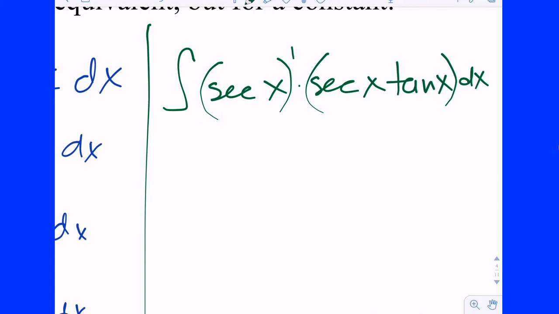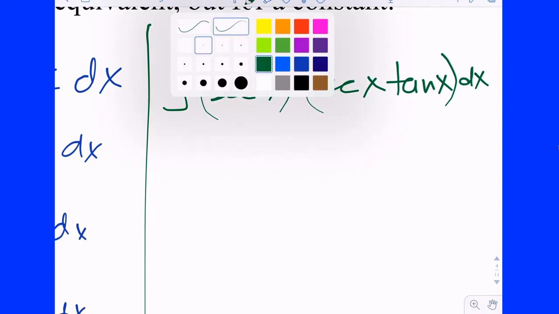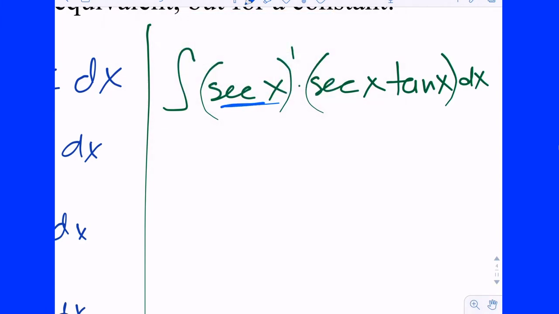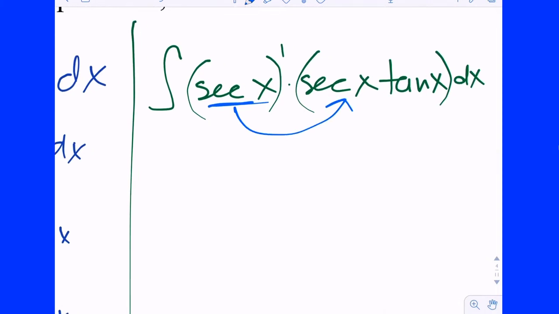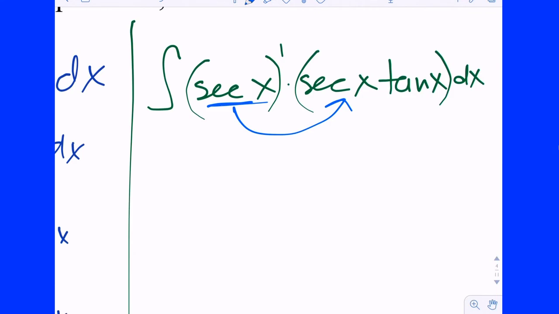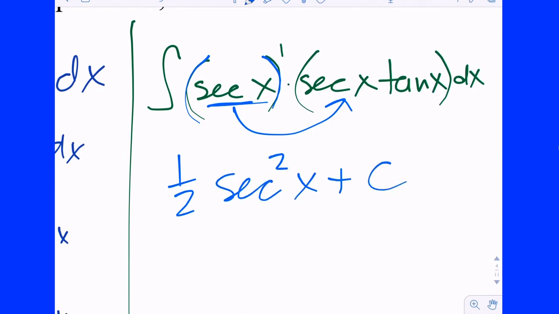But it's the first one that works, because now you could say that secant is inside something to the first power. And what's the derivative of secant? Secant tangent. It generates the other factor completely. And so now there's no correction. You have blob to the first, which by the power rule becomes 1/2 blob squared. And you get the same answer that Garrett got, just a little bit quicker.